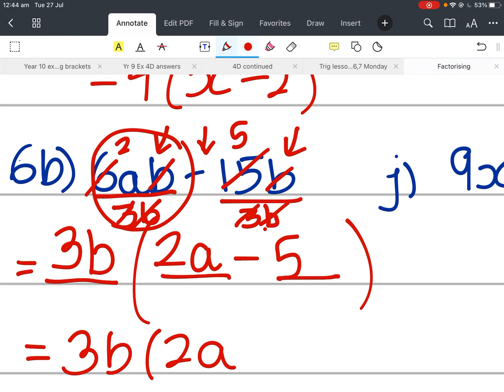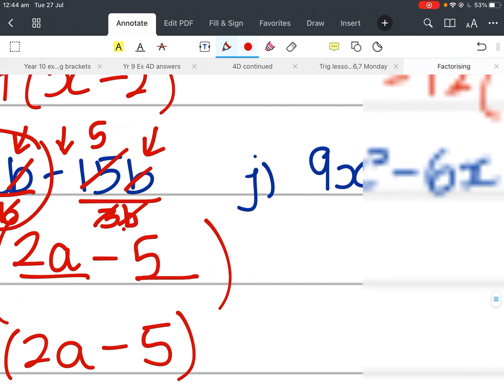Oh, sorry, I'm going to cough. Sorry about that. 3B, open brackets, 2A minus 5.